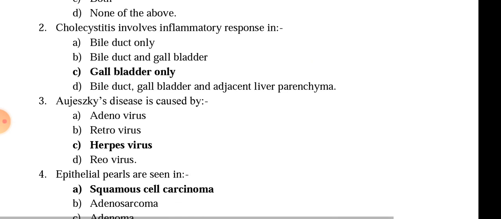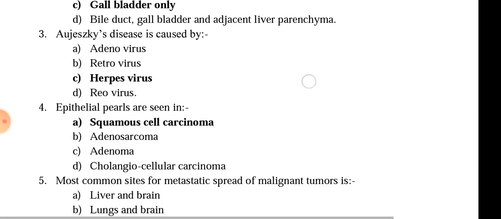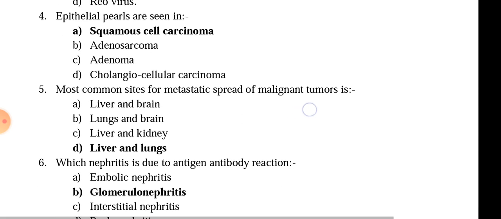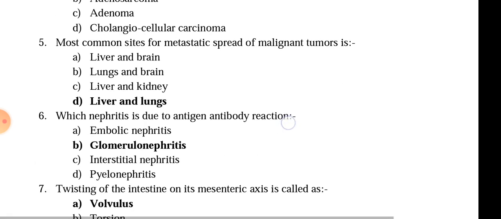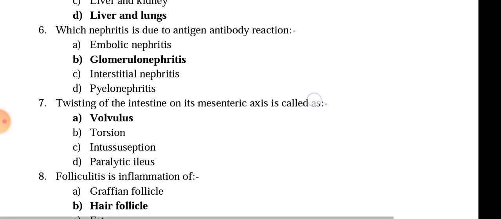Aujeszky's disease is caused by herpes virus. Epithelial pearls are seen in squamous cell carcinoma. The most common sites for metastatic spread of malignant tumors are the liver and lungs. Which nephritis is due to antigen-antibody reaction? Glomerulonephritis. Twisting of the intestine on its mesenteric axis is known as volvulus.